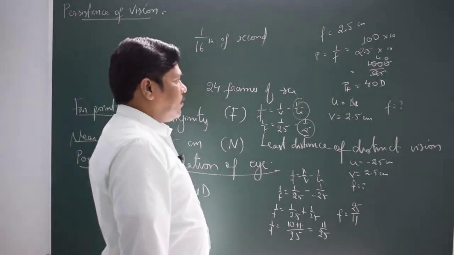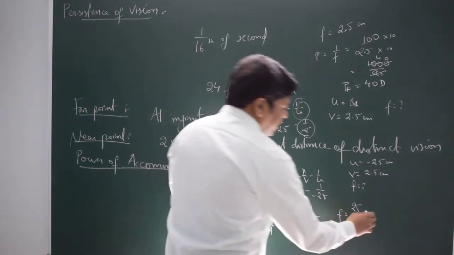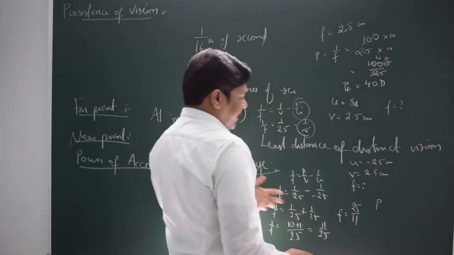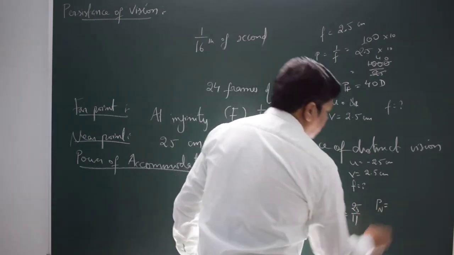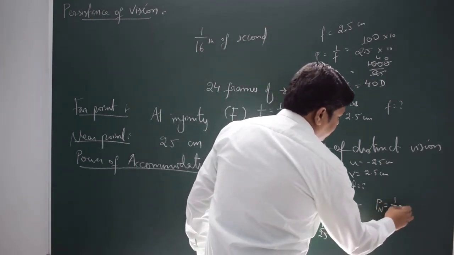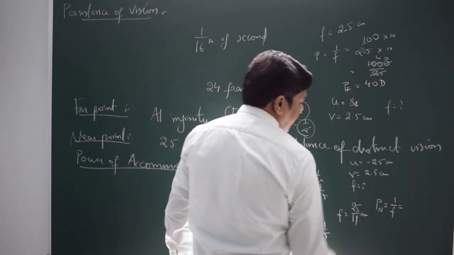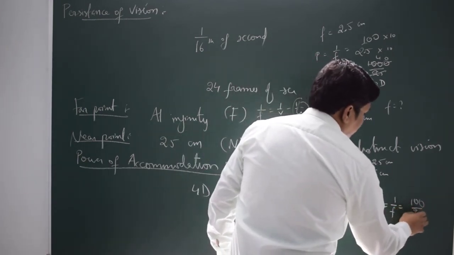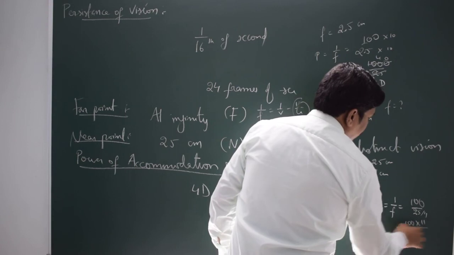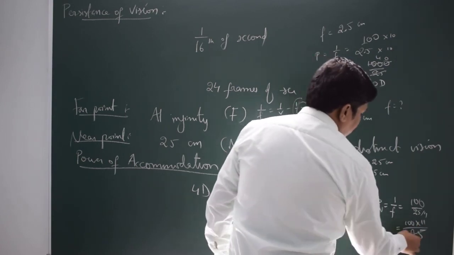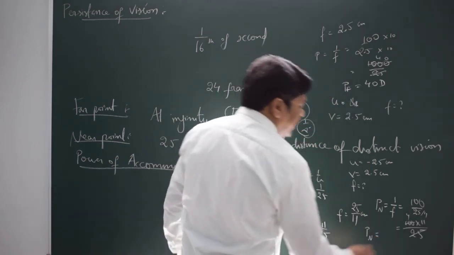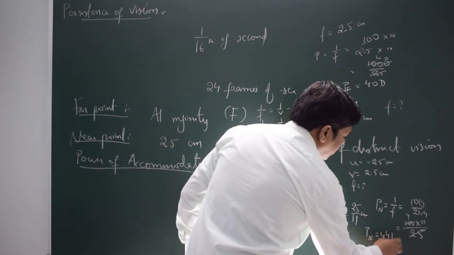So what I'm going to write is the power of the eye lens when the object is at the near point. So P n is equal to 1 by f. Since it is in centimeters, I am going to write 100 divided by 25 by 11. So it is nothing but 100 into 11 by 25. 25 will go 4 times, so 4 elevens are 44. P n, the power of the human eye when the object is at the near point, is 44 diopters.